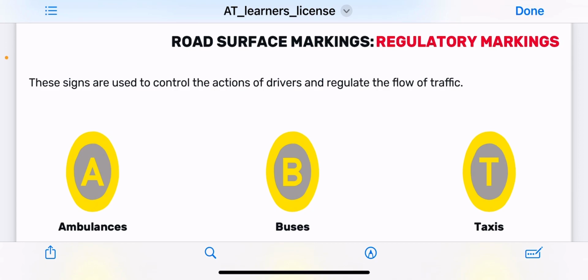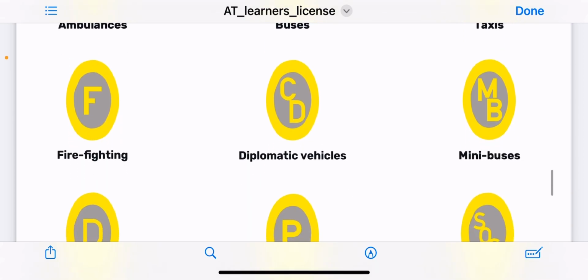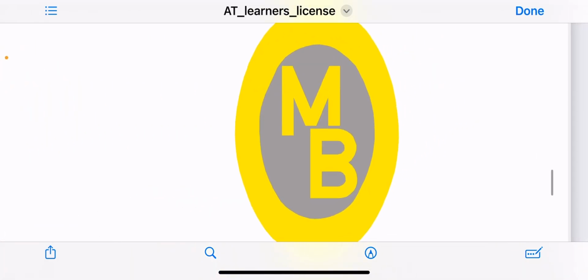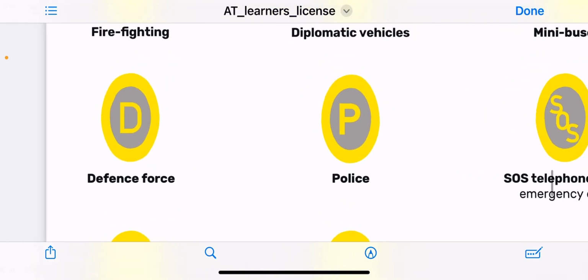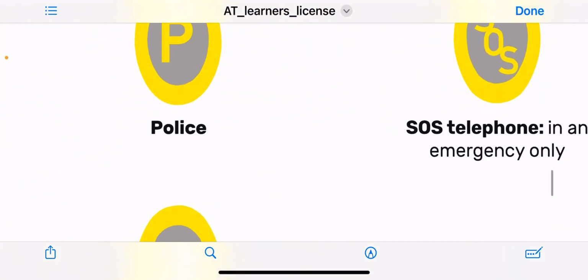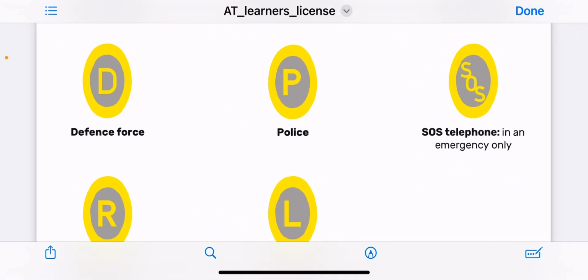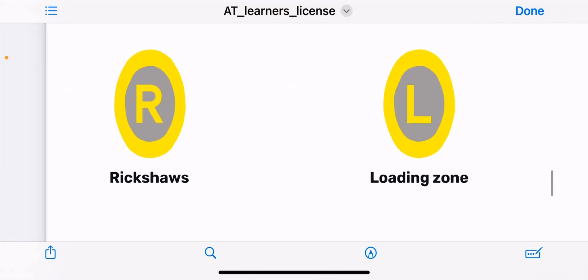Here you have signs used to control the action. They're still saying the same thing. A is for ambulances, B for buses, T for taxis, F for firefighters, C, D for diplomatic vehicles, MB for minibuses, not Mercedes-Benz. Then D for Defense Force, P for Police, SOS for SOS telephone in an emergency only, L for loading zone, and R for rickshaws.